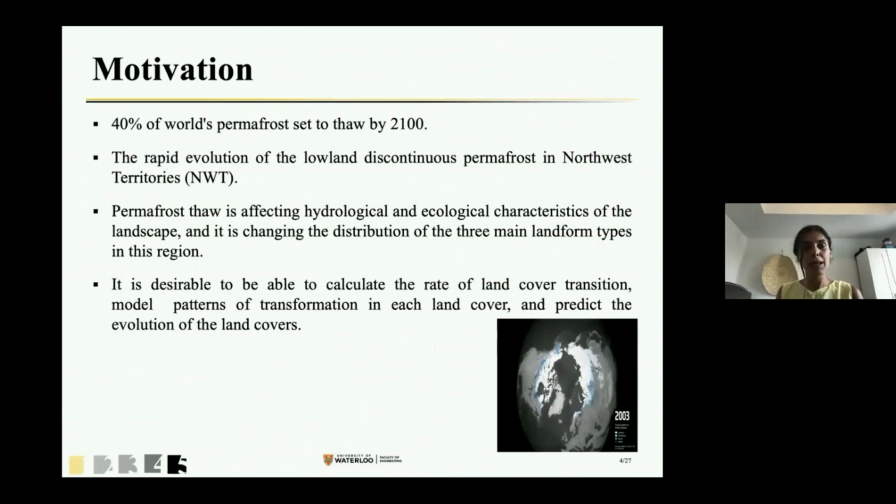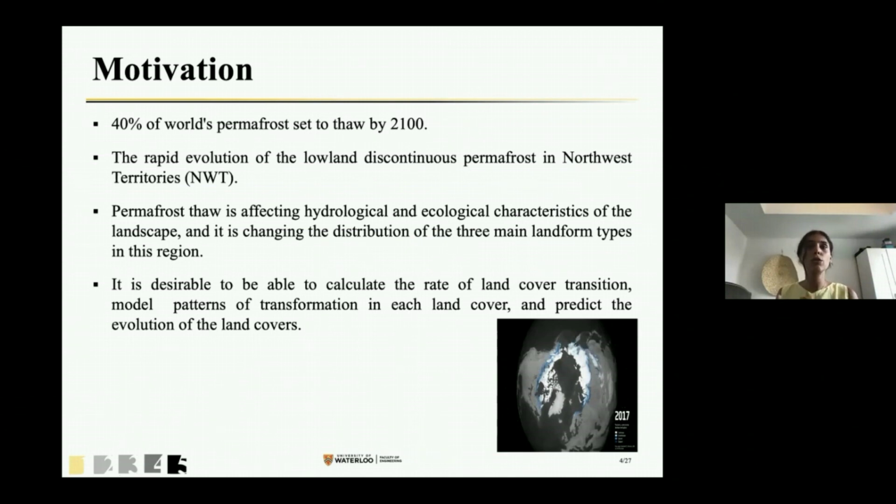The main motivation of this study is a recent data that was provided by NASA, which is telling 40% of the world permafrost is set to thaw by 2100. The rapid evolution of lowland discontinuous permafrost region in Northwest Territories is another motivation of this study. Permafrost thaw in discontinuous permafrost region is influencing permafrost distribution and extent, and it is intensifying the rate of fragmentation in permafrost plateaus in Northwest Canada.